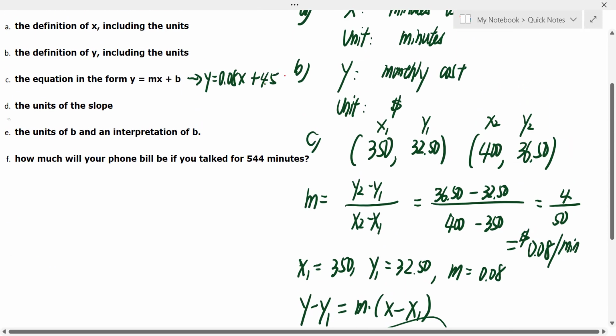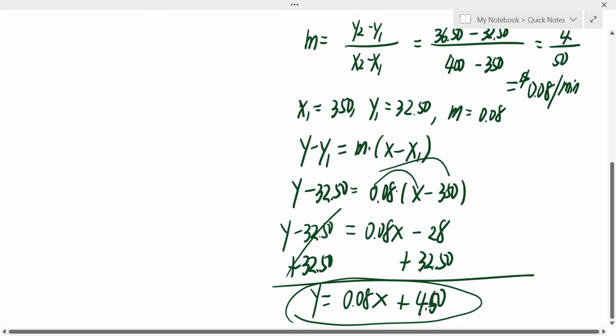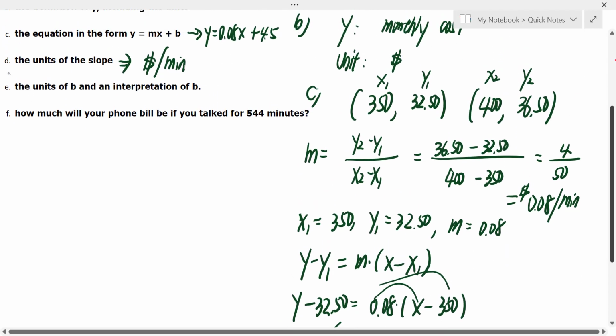On the unit of slope, we already point out that it's going to be in dollars per minute. It costs 8 cents, $0.08 per minute. So unit of y-intercept b, it looks like this is fixed cost, right? $4.50 is fixed cost. So each dollar quotation of that is the monthly base charge or fixed cost, monthly fixed cost. So no matter how many minutes you talked, you have to pay $4.50.